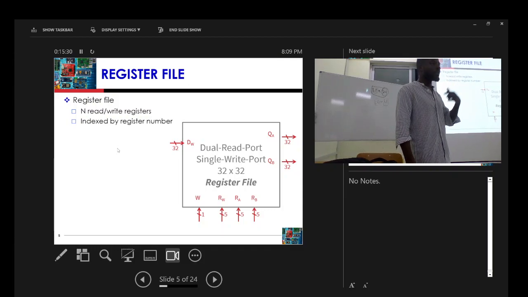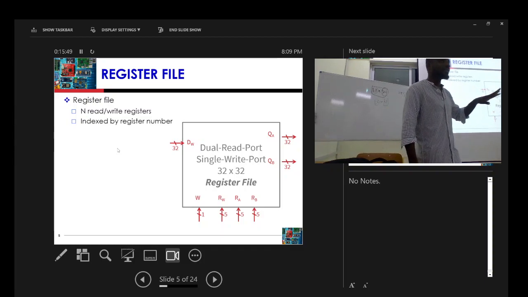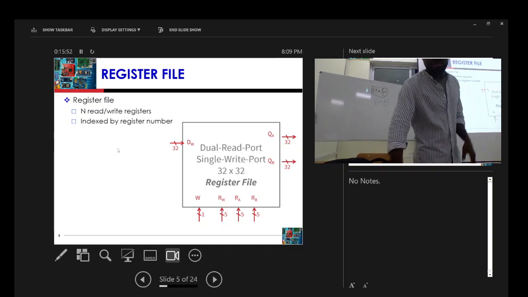Yes, so I said if you want to write to a particular location, the write enable must be 1. Once you enable it, it means that it is 1, right? So before I can write to any location, I must make sure that the write enable is 1. Then I can now give it data and it will write it. If the write enable is 0, whether I give it data or not, it won't write anything. Okay.